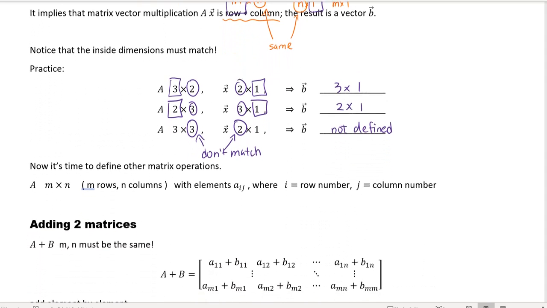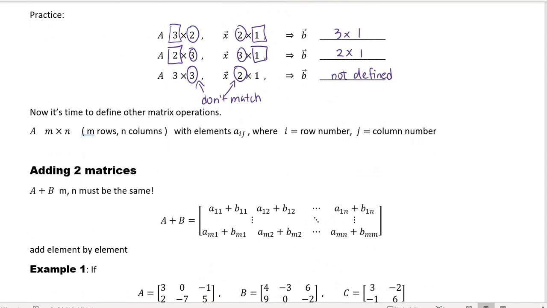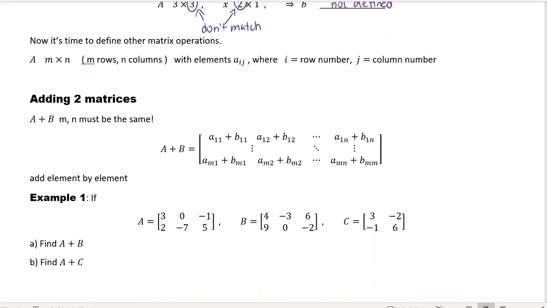Alright. So now it's time to define other matrix operations. So let's assume A is an m by n matrix with elements aij, where i is the row number, j is the column number. So how do we add two matrices? First of all, they must have the same size. And then when we add those two matrices, we just add the entries respectively.